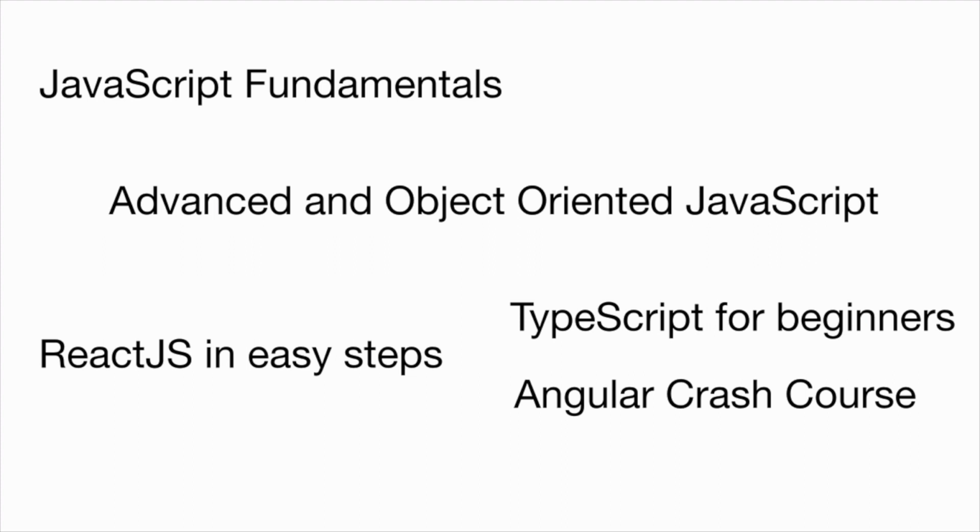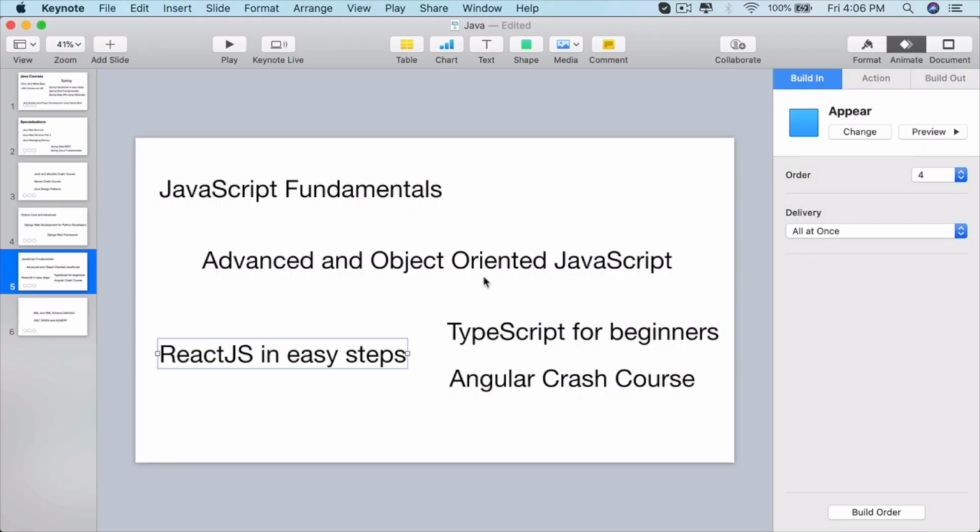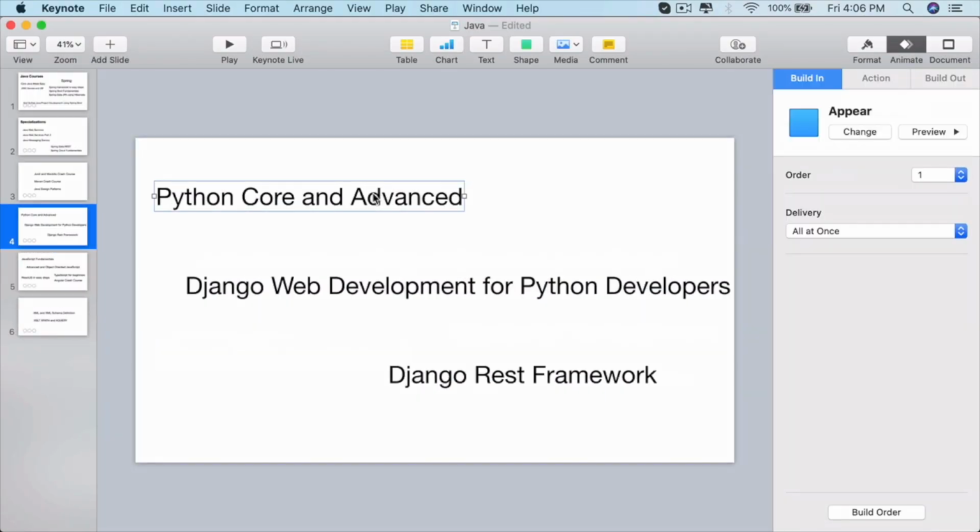So depending on the project or depending on the job market, go ahead, do the Angular or React courses to become a full stack Python developer. So start with Python Core and Advanced, which is free. Then do the Django web development course, then the Django REST framework course, which are very short courses, which will show you how to develop end-to-end projects.